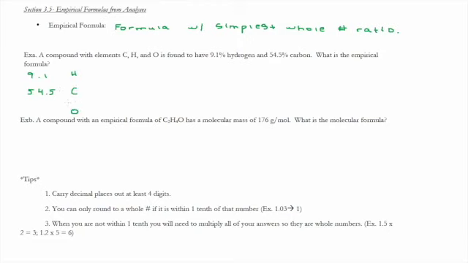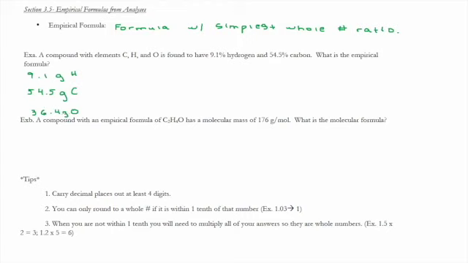Well, if I assume that the total mass of my sample is 100 grams, then I would have 9.1 grams of hydrogen, I would have 54.5 grams of carbon, and then I would take 100 and subtract those two from it, and I would get 36.4 grams of oxygen. Okay?